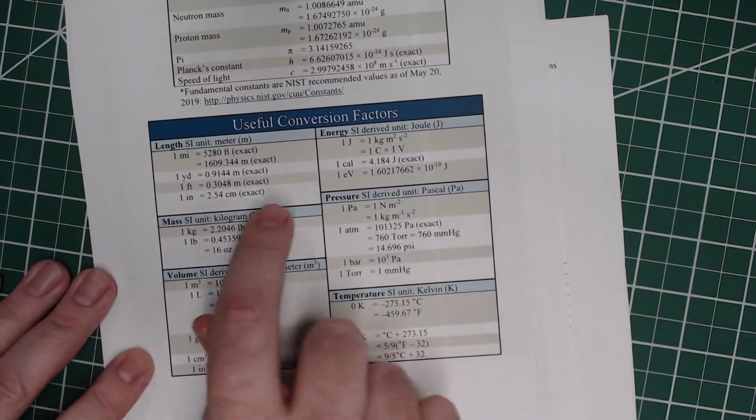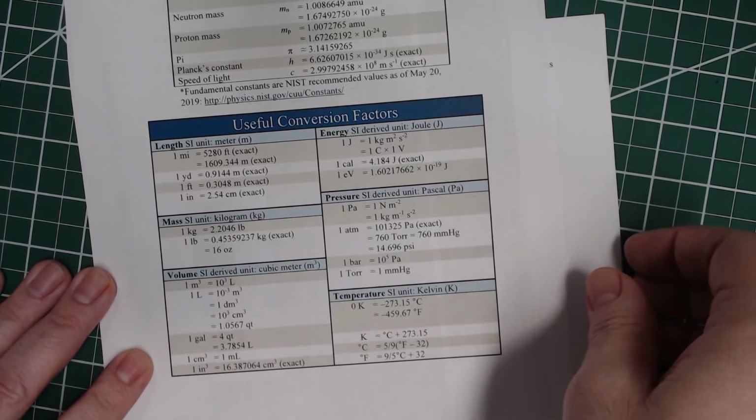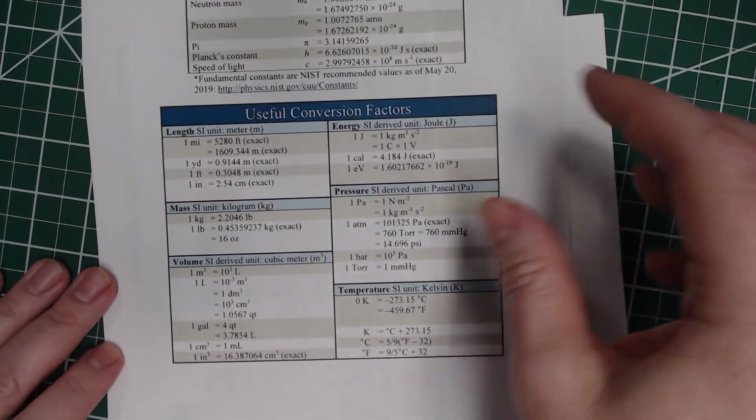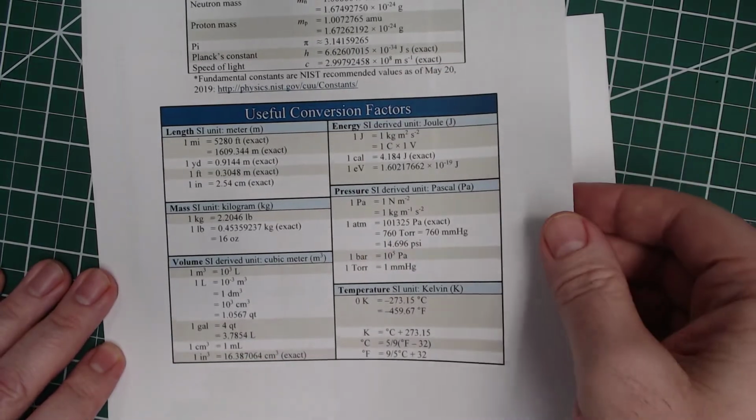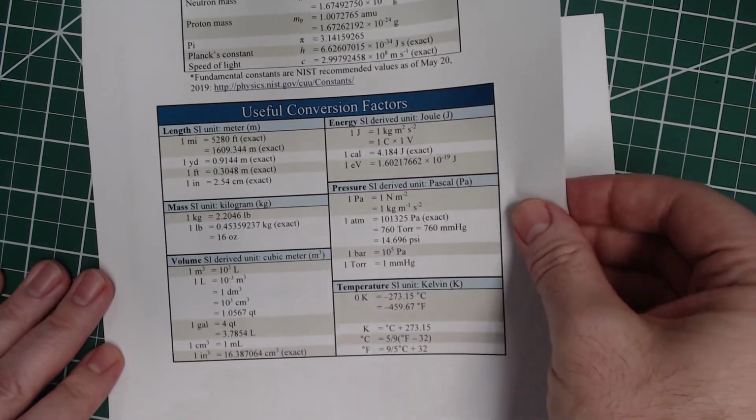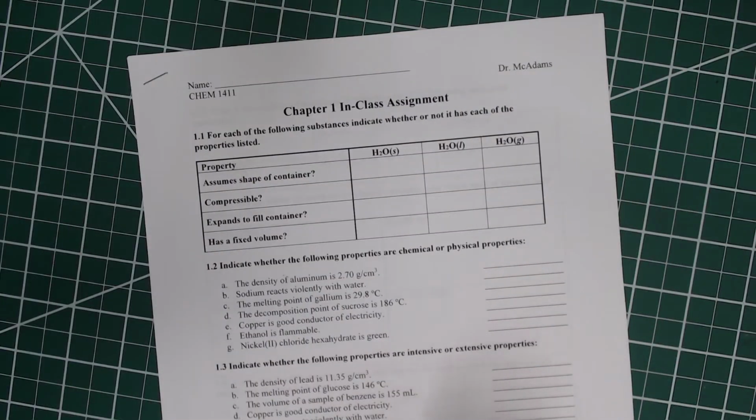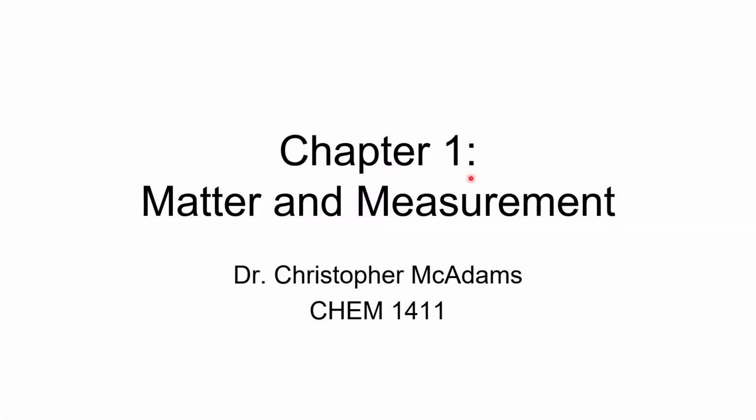In addition to that, we've got useful conversion factors, and we will be using some of these in this chapter, but we will use most of these throughout the course of the semester. So you'll want to get that all printed out and have that ready to go. Well, I'm going to go back to the presentation, and so we'll start with chapter 1.